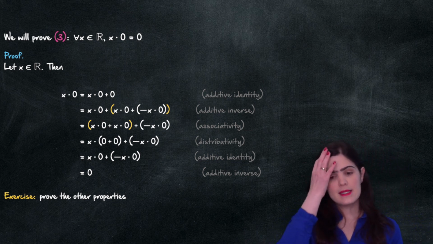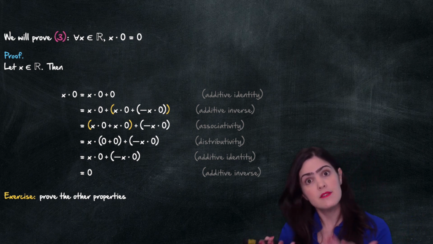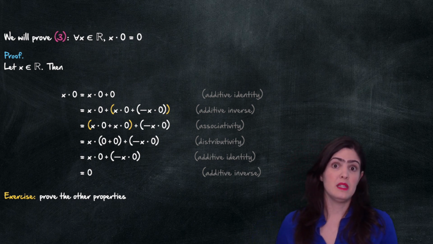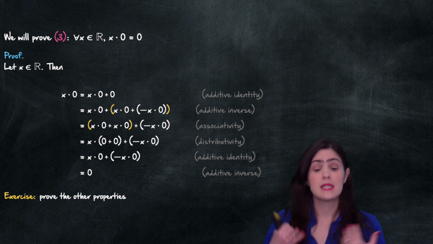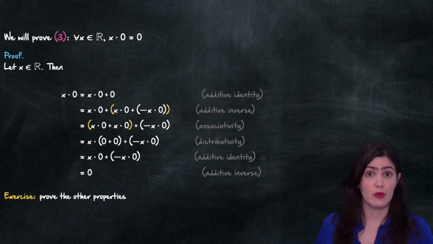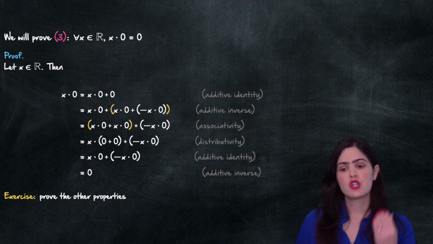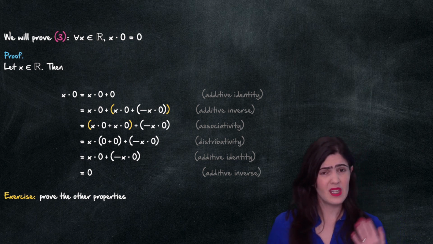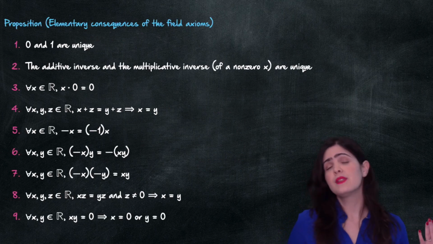So we have that x times 0 plus the additive inverse of x times 0. Well, that means that x times 0 plus negative x times 0 is 0. And that completes this proof. As you see, the proof is not very complicated. You just have to carefully follow step by step, making sure that you justify it by using all these rules that I mentioned before. And I'm going to leave it as an exercise for you to prove all these other properties.